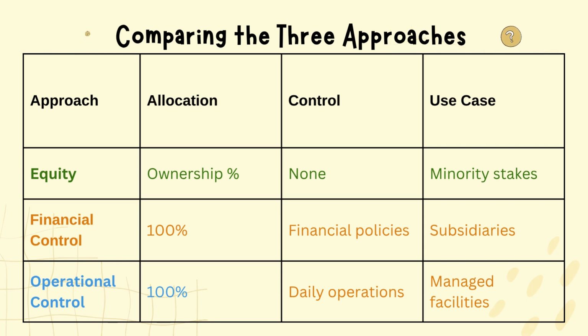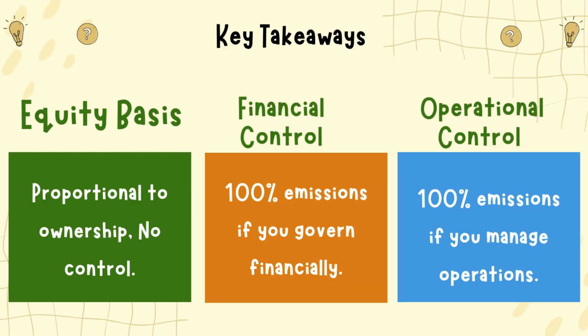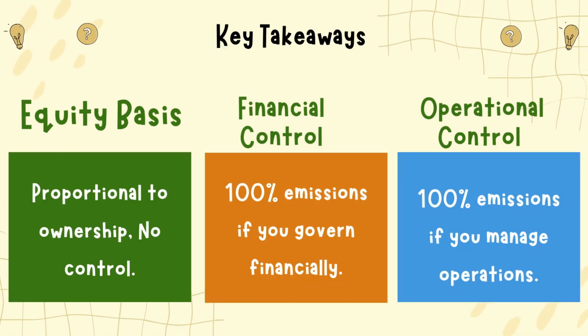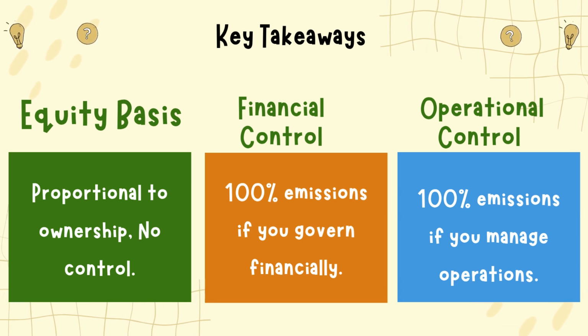For Scope 3, these apply to investments, supply chains, or leased assets. For example, a bank might use financial control to report emissions from financed projects, or equity for minority stakes. Choose one approach consistently to avoid double counting, and disclose it clearly in your ESG reports.